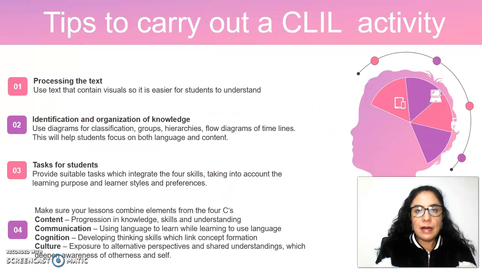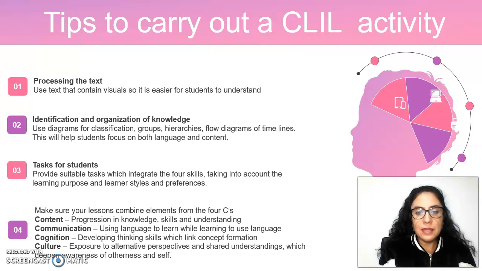Some tips to carry out a CLIL activity would be processing the text. Use a text that contains visuals so it is easier for students to understand. Identification and organization of knowledge. Use diagrams for classification, groups, hierarchies, flow diagrams or timelines. This will help students focus on both language and content, and this will help them organize the knowledge they are getting. Tasks for students. Provide suitable tasks which integrate the 4 skills.